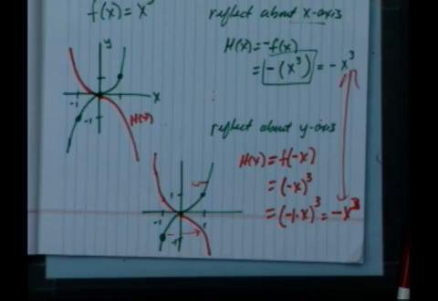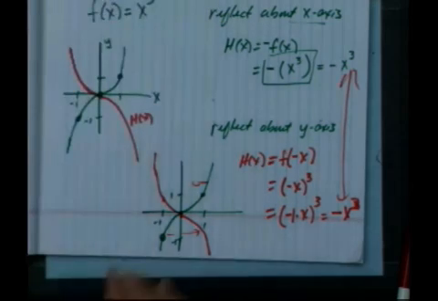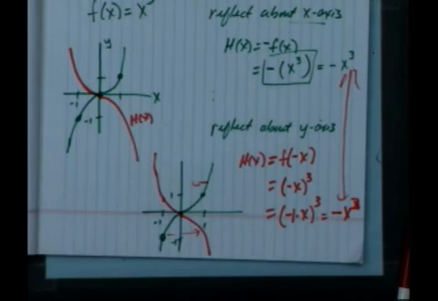But the idea was if you reflect about the x-axis, you're switching the sign of your y values. If you're reflecting about the y-axis, you're flipping based on your x values. If you had a different problem, it'd be a lot clearer.